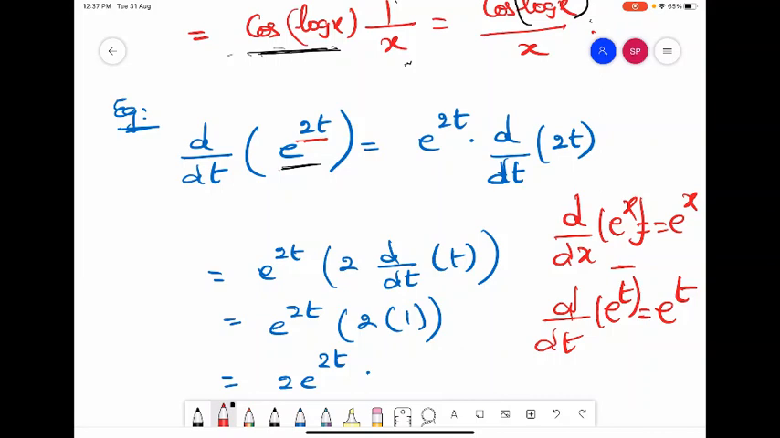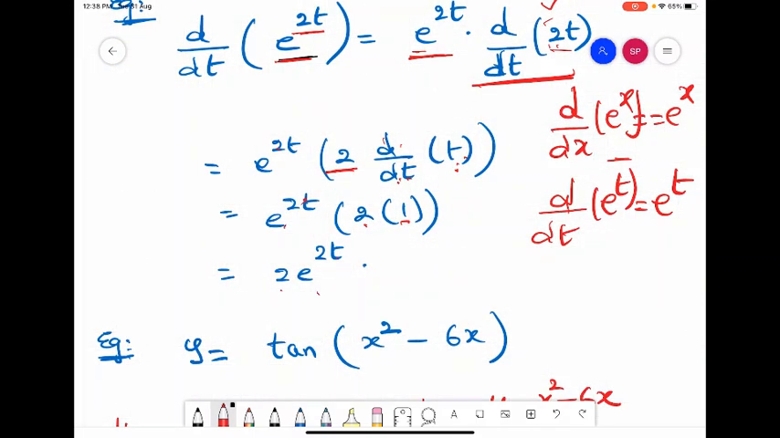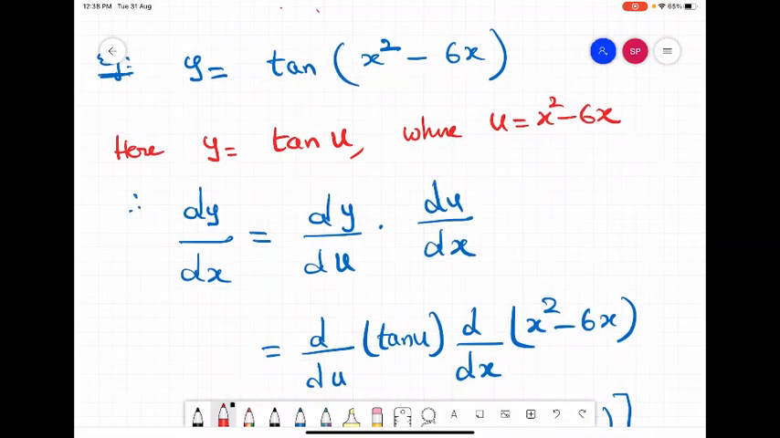First d by dt of e power 2t is e power 2t, the exponential function as it is, into, what do you have here? 2t, d by dt of 2t you have to do. Again differentiate that also. So this is e power 2t into, then again this 2 is a constant, bring it out, into d by dt of t. So which is equal to e power 2t into 2 into derivative of t. d by dt of t is 1. So this is equal to 2 into e power 2t. Right.